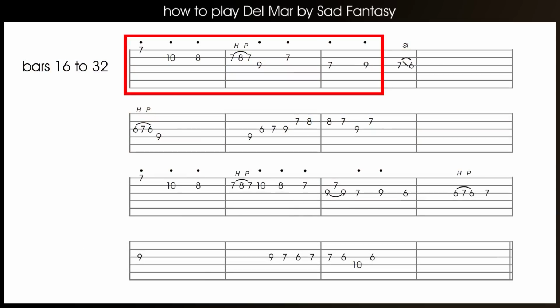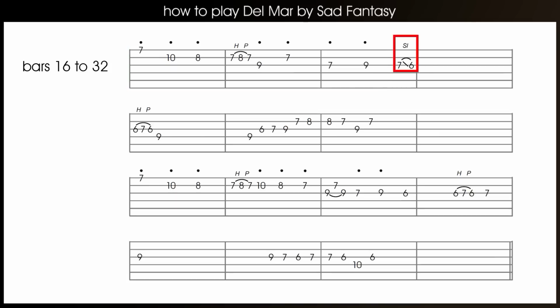This first 3 bars are based on the 7th fret position until we get to the last 2 notes where we slide down to the 6th fret. However, we'll look at that when we get to it. Firstly though, let's take a look at the hammer on and pull off.